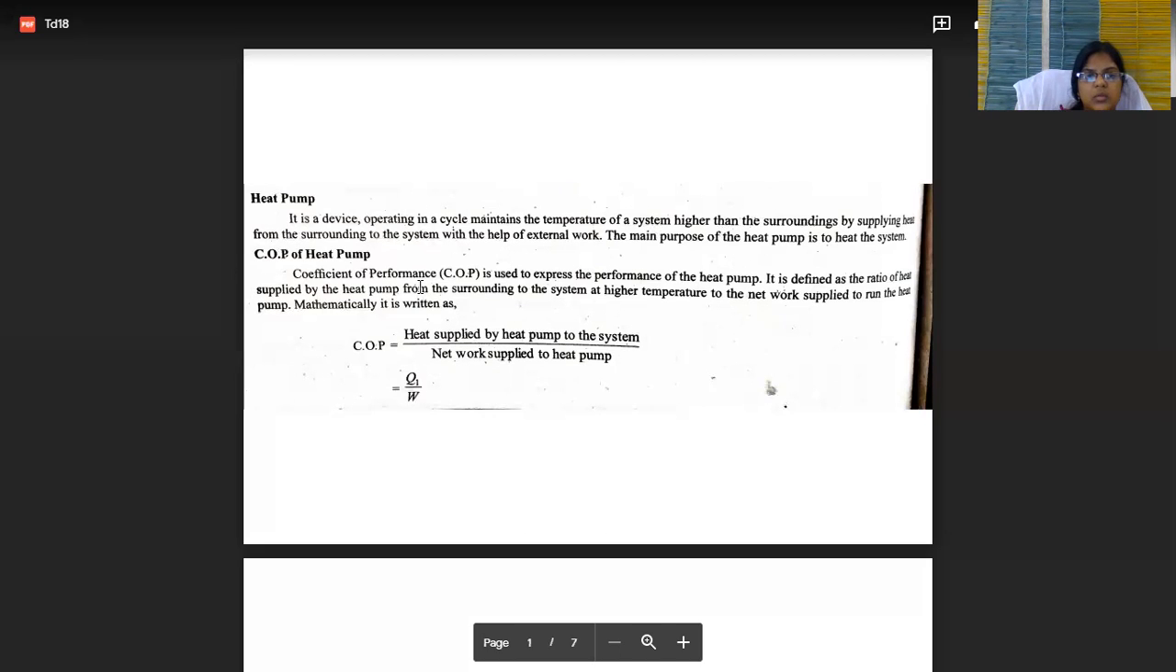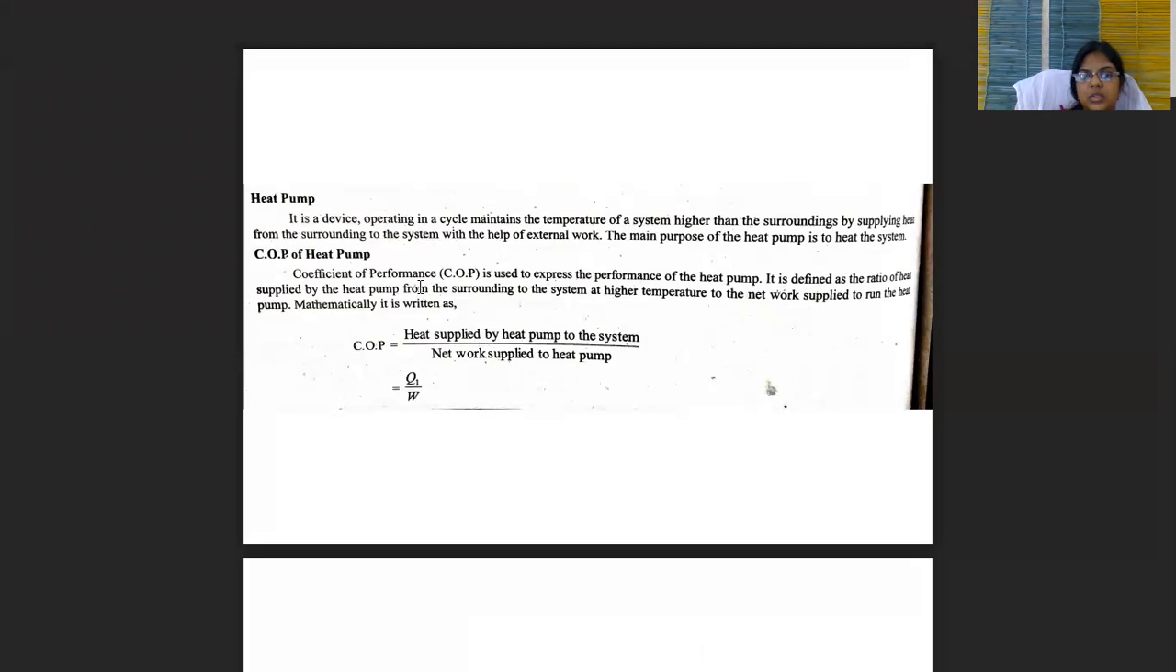Already we know COP is nothing but coefficient of performance. Coefficient of performance is used to express the performance of a heat pump. What is the meaning of coefficient of performance? It is how it performs. If you present a dance show on the dais, the judges will give marks based on how much you perform. In the same way here also, the coefficient of performance means the performance of the heat pump.